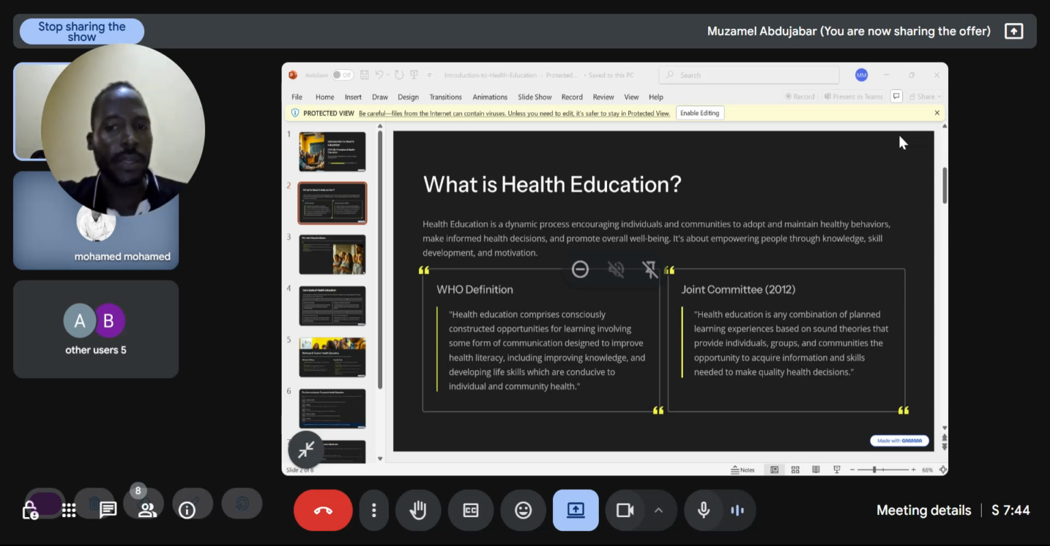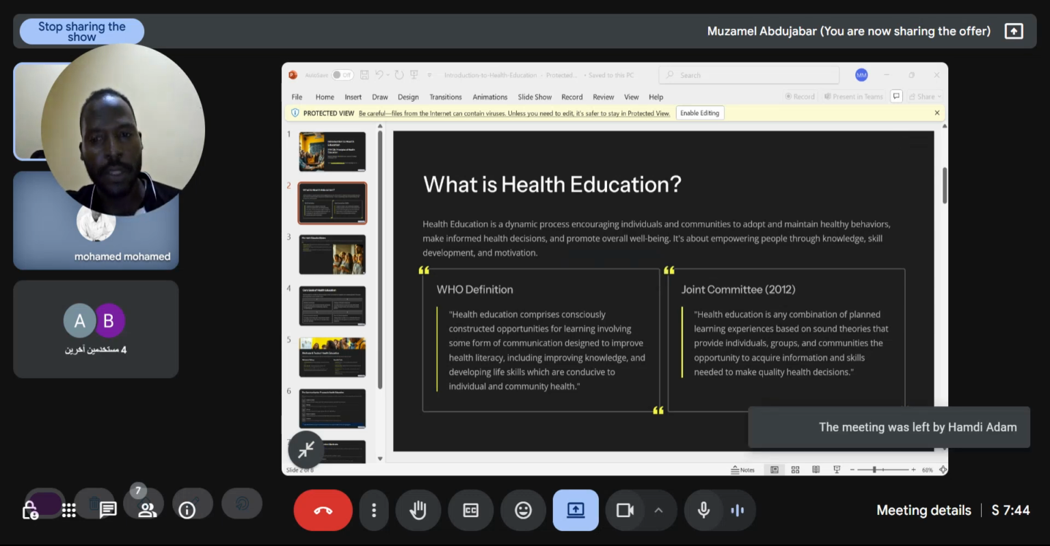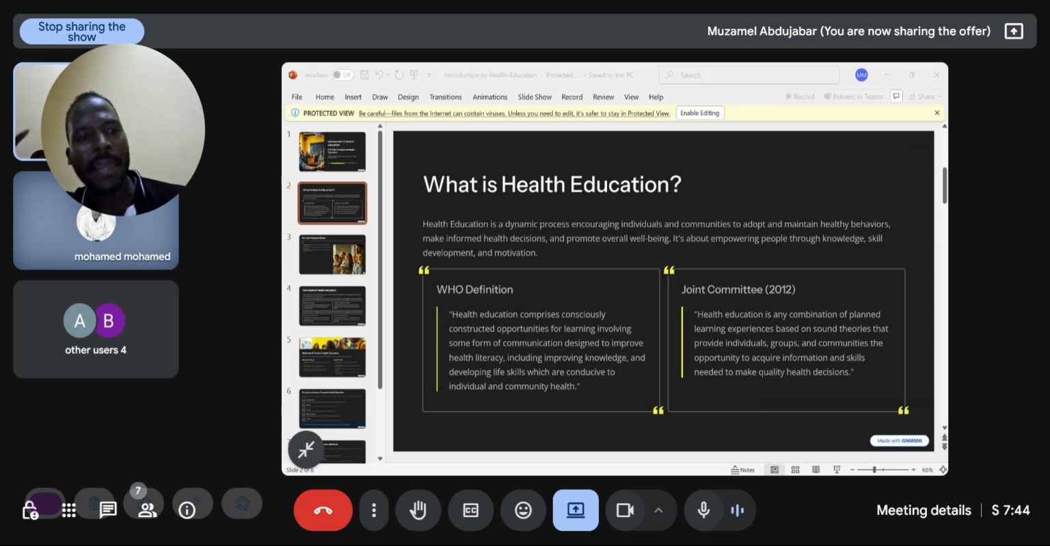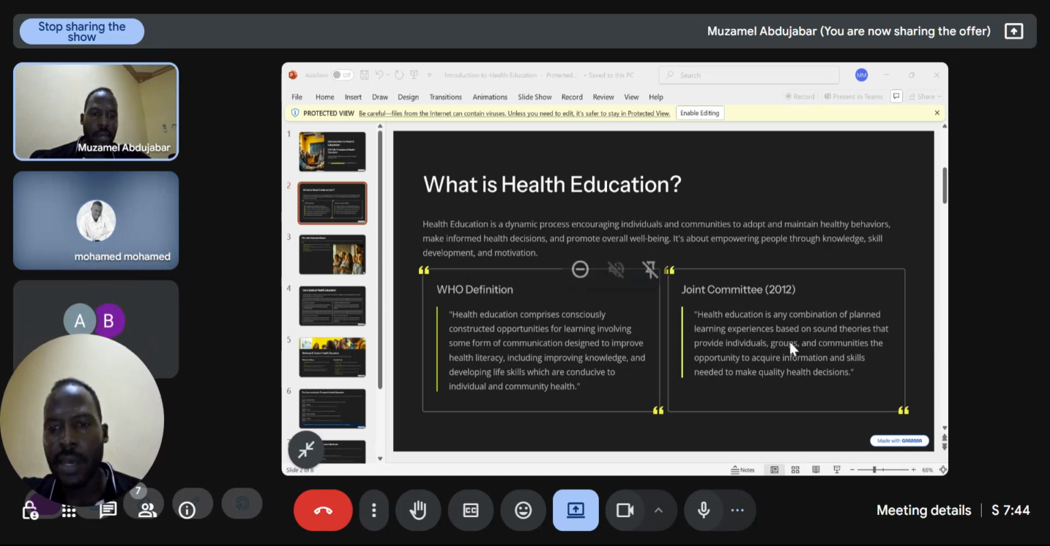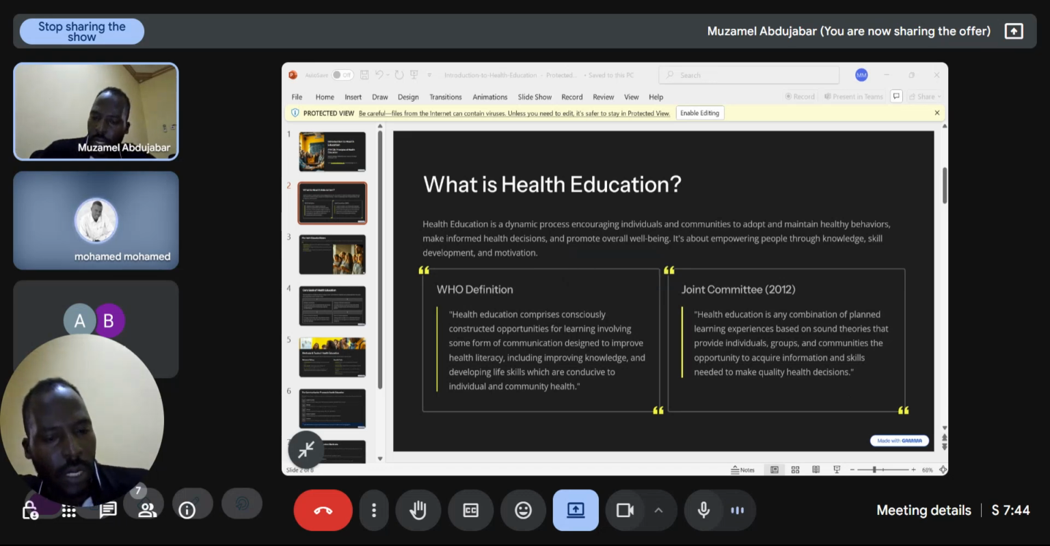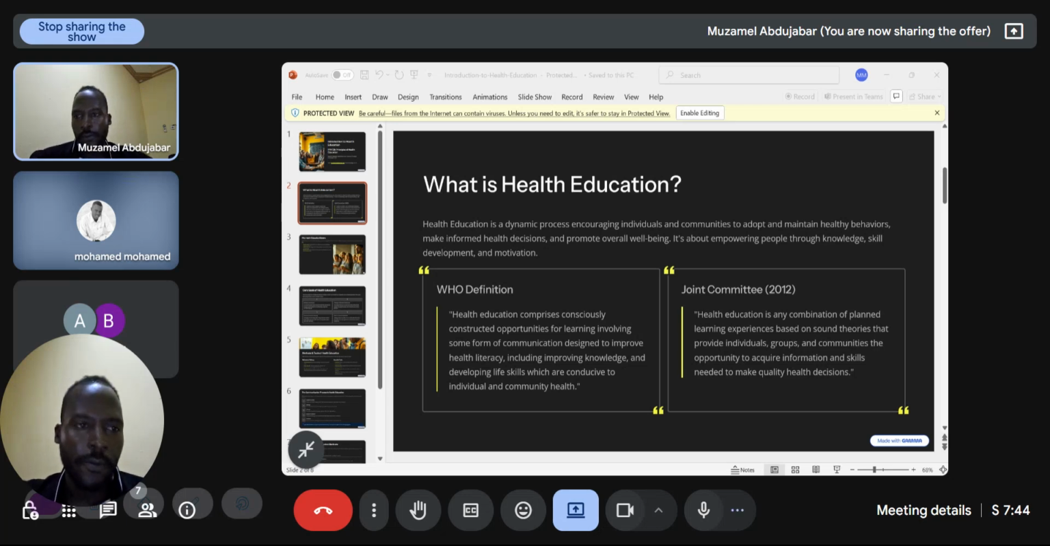The definition of health education from the Joint Committee perspective mainly focuses on the combination of planning and learning experience for individuals and groups, acquiring good skills and information, and helping them take good decisions for themselves. This is the Joint Committee.